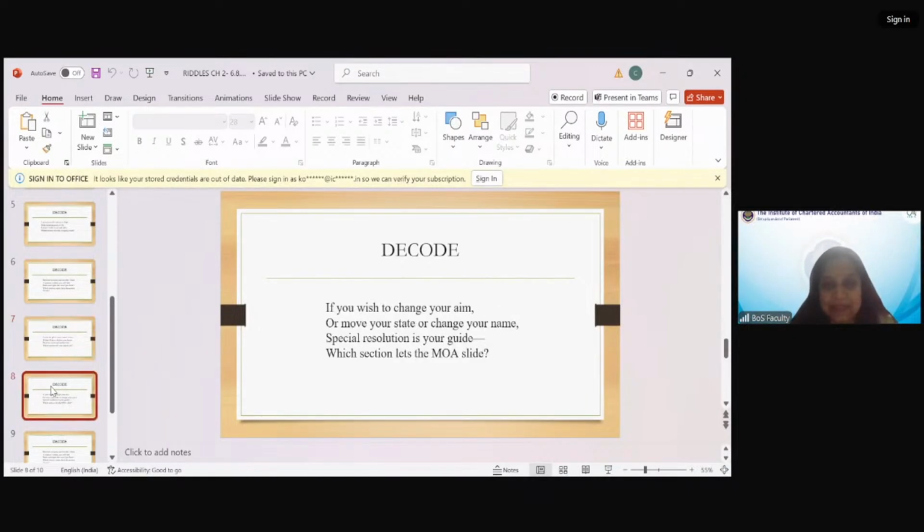Let's move to the next. You wish to change your aim. Aim means our object. Or move your state or change your name. Special resolution is your guide. Which section lets the memorandum of association sway from what they were already decided to do? Quick, quick, quick.